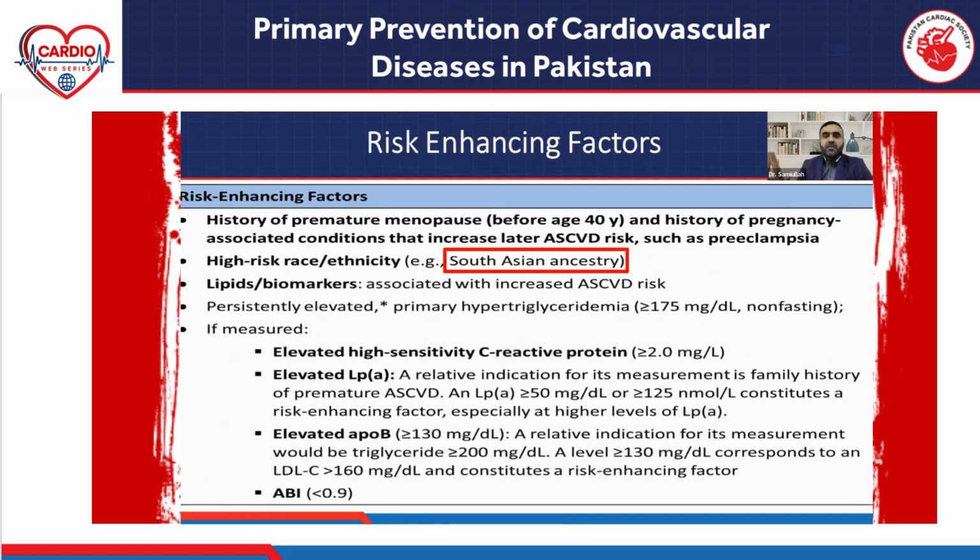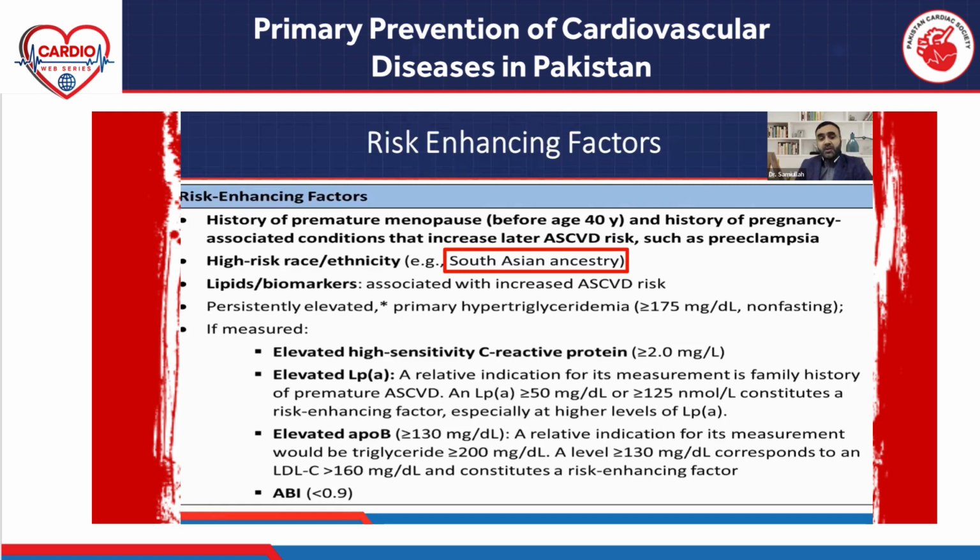In women, premature menopause and preeclampsia, and the high-risk race and ethnicity, the South Asian ancestry, again very alarming, carries a high risk. They are risk-enhancing factors for ASCVD. The lipid biomarkers: those with primary hypertriglyceridemia of more than 175 milligrams per deciliter, and other things like CRP levels, the Lp(a) of more than 50 milligrams per deciliter, they are at higher risk. And Lp(a) is going to make its position more and more in the upcoming guidelines.